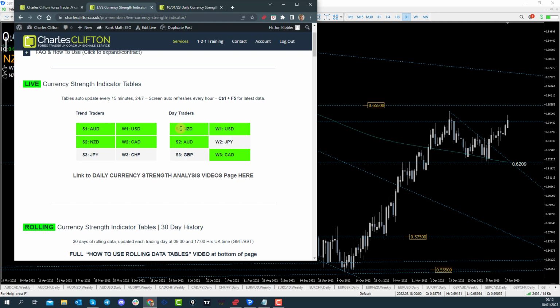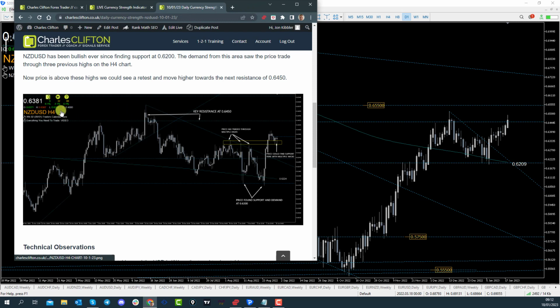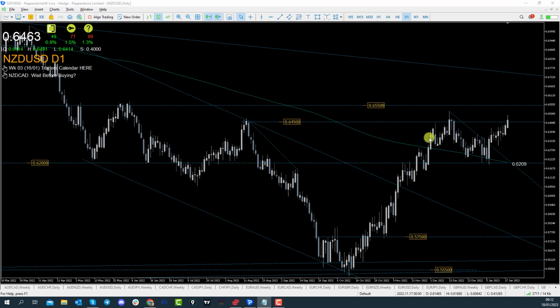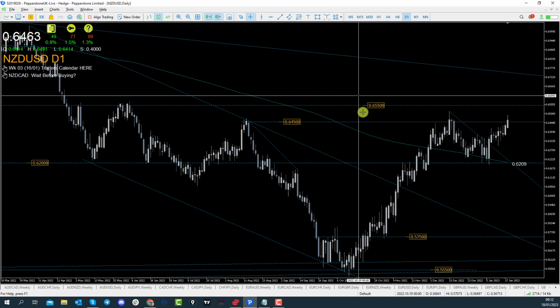So I'm going to look at New Zealand US dollar to kick things off with. I will touch upon Aussie US dollar as well, because we are breaking through a couple of key levels. Now, the last time we featured New Zealand US dollar, we were looking for long ideas into the 0.6450 handle. Now our targets have been met. We're looking for another opportunity to potentially 0.6550.